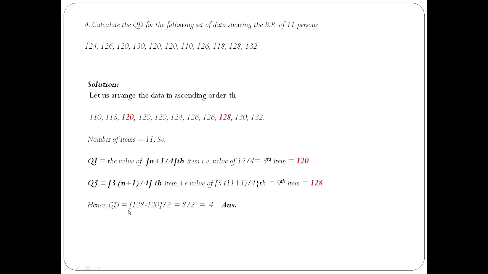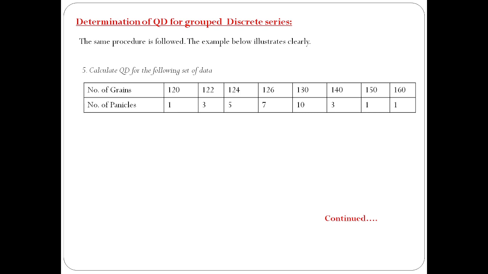So the quartile deviation is equal to (128 minus 120) divided by 2, that is 8 by 2, which is equal to 4. So in this way the quartile deviation is calculated when the data is ungrouped.